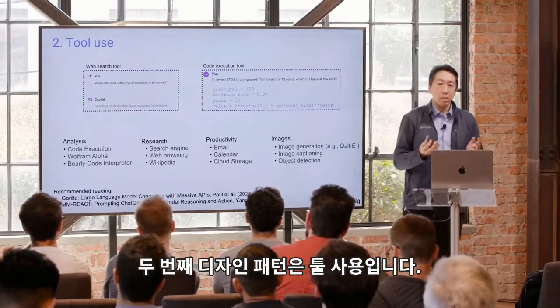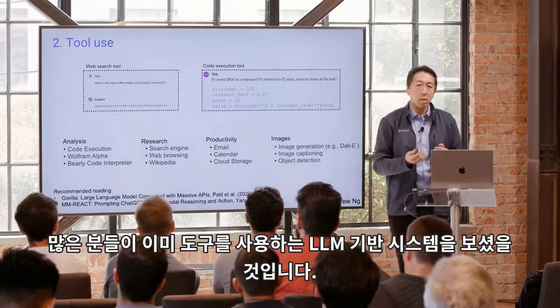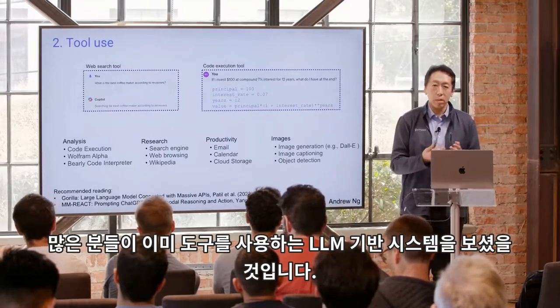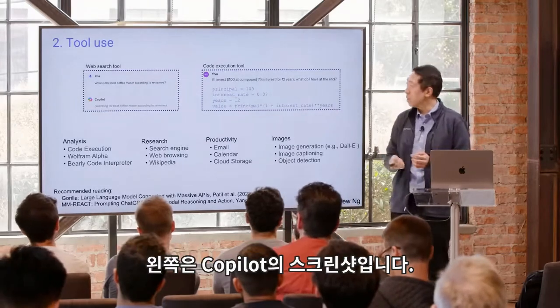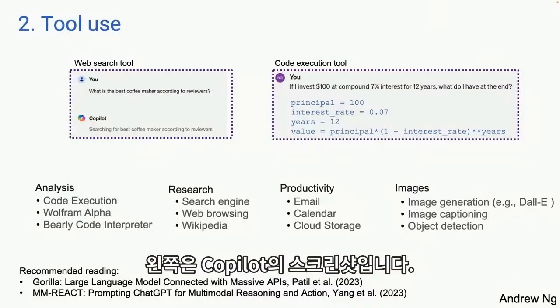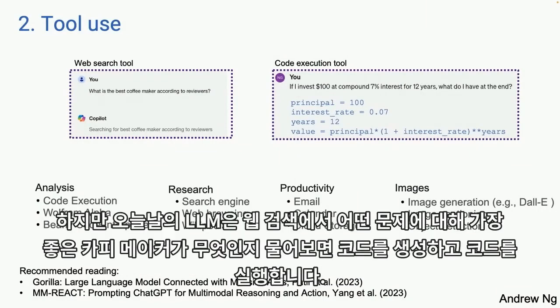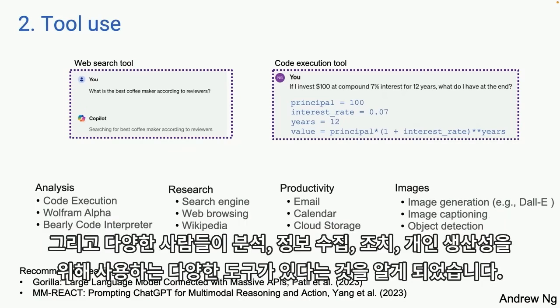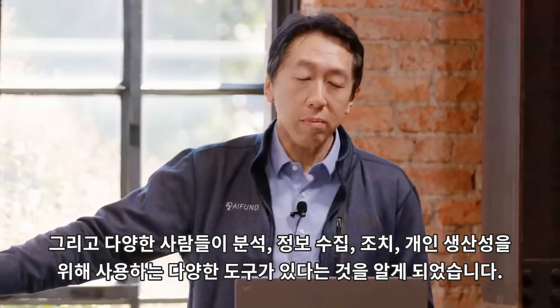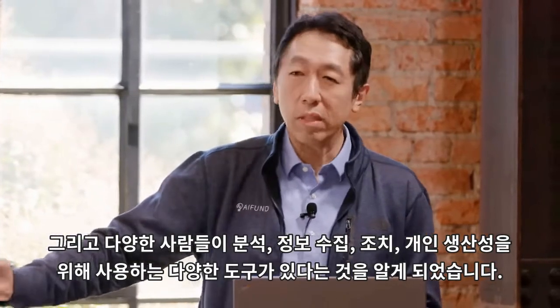The second design pattern is tool use. Many of you will already have seen LLM-based systems using tools. On the left is a screenshot from Copilot. On the right is something that I kind of extracted from GPT-4. But LLMs today, if you ask them what's the best coffee maker, can do a web search for some problems. LLMs will generate code and run code. And it turns out that there are a lot of different tools that many different people are using for analysis, for gathering information, for taking actions, for personal productivity.